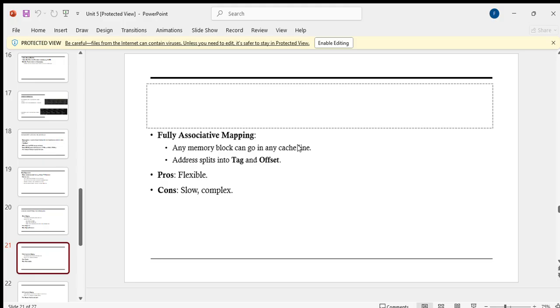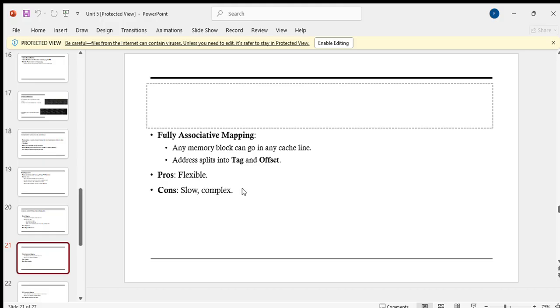And what do we mean by the offset? It specifies the exact byte within the block. Car 1 contains a portion of, let's say, a 350 meters area, and that's the byte it contains. That's the address split into the tag and the offset.